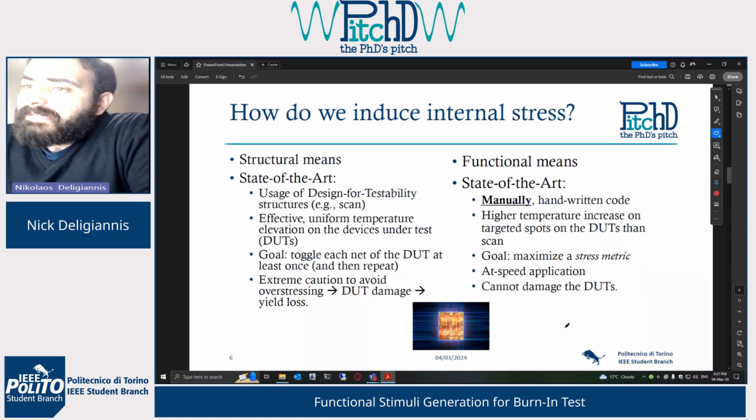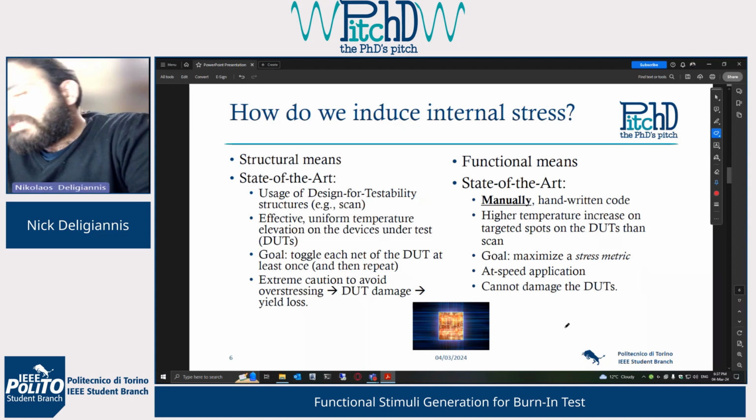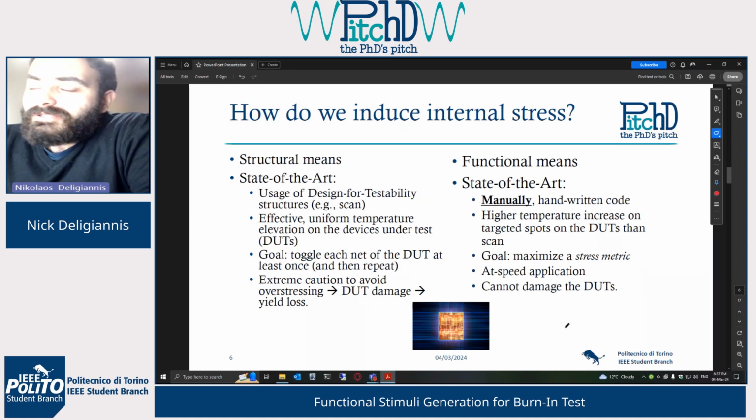We have to be very careful here because, again, by the structural means, we are not aging the devices in a functional manner, and it is possible if we are not careful to overstress the devices, which can then end up with some artificial yield loss.